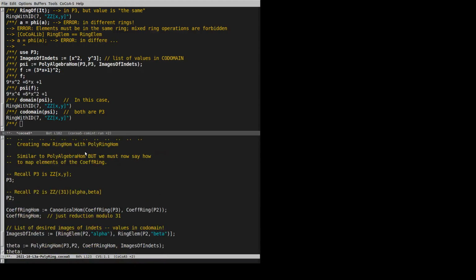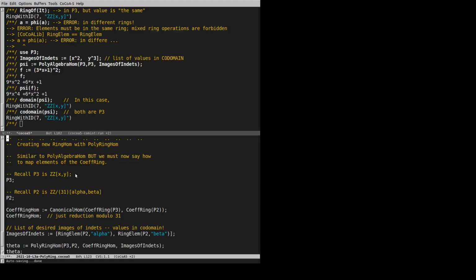So here's another way of creating a ring homomorphism. This time we're going to use PolyRingHom. You might start to wonder, what's the difference between PolyAlgebraHom and PolyRingHom? They are quite similar, but the main difference is PolyAlgebraHom assumed that the coefficient rings were the same, and that coefficients would be mapped by an identity homomorphism, so that they wouldn't be changed. Here the coefficient rings don't have to be the same, and we have to specify how they're going to be mapped.